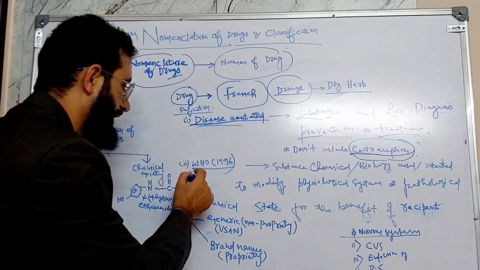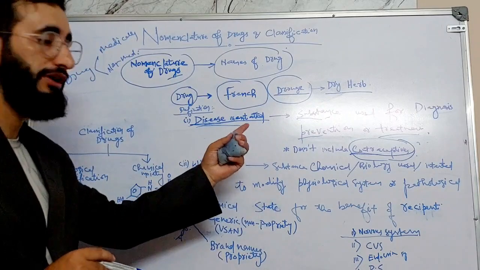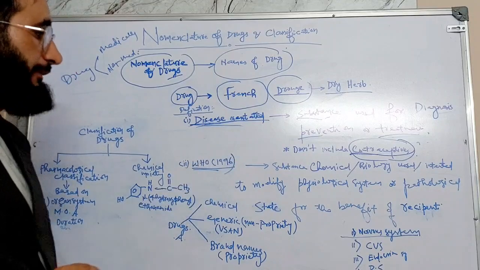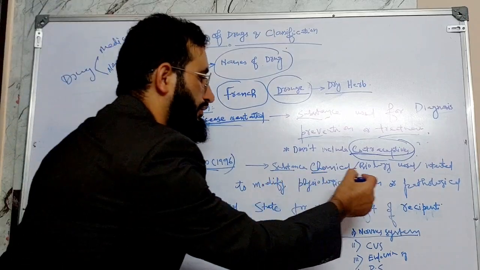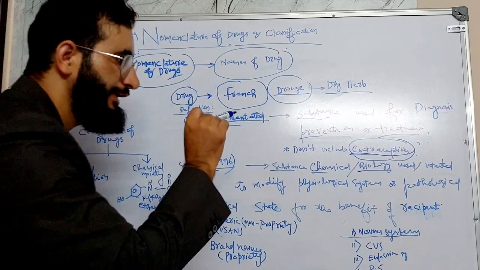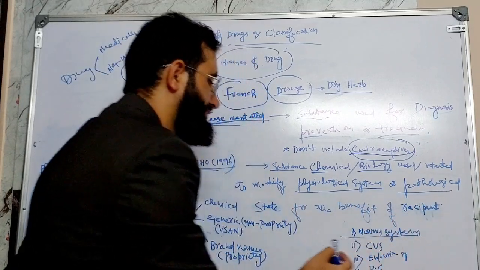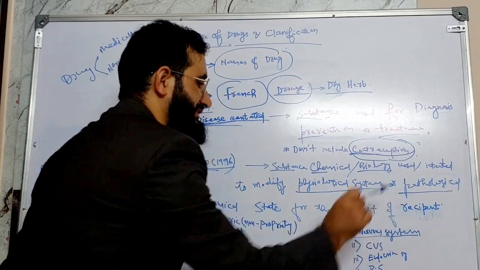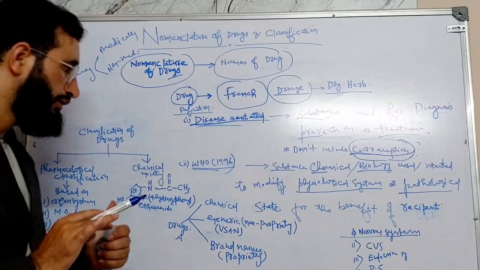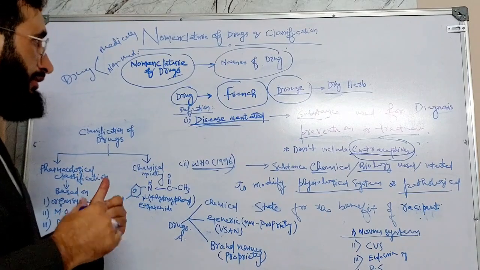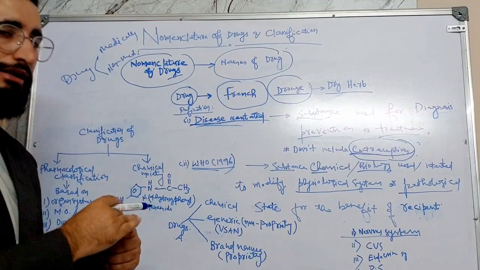And the second is the WHO definition, which was given by WHO in 1996 in order to modify the above definition. See, as per WHO, a drug is a substance, it can be either chemical or biological, used or intended to modify the physiological system or pathological state for the benefit of the recipient. So this definition includes the contraceptives. Now, how can we classify the drugs and what are the names a drug can be given?